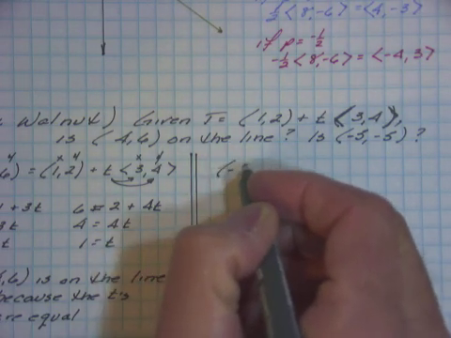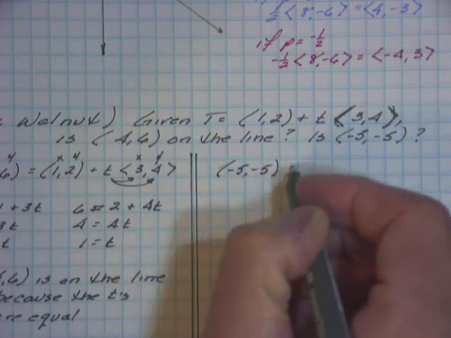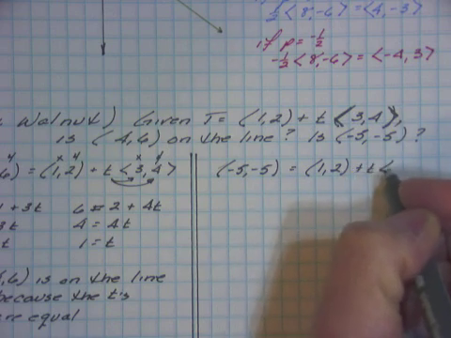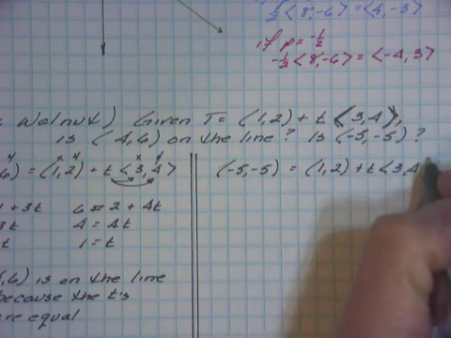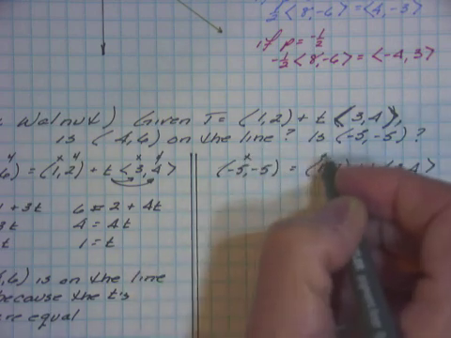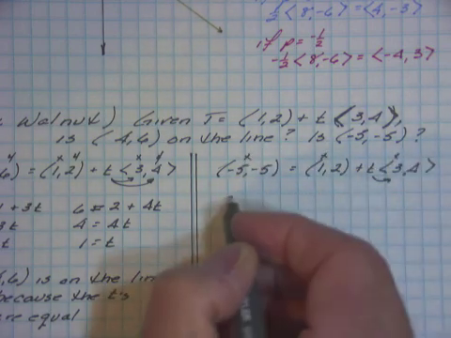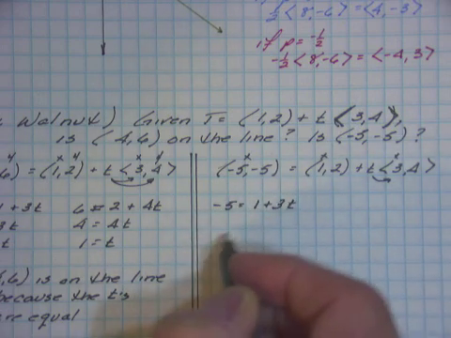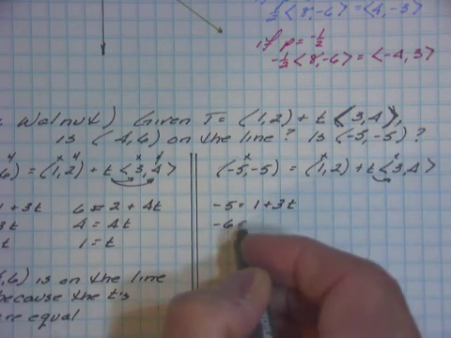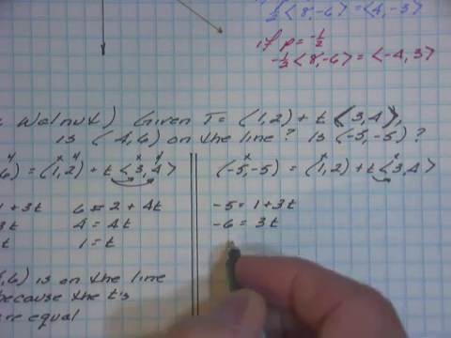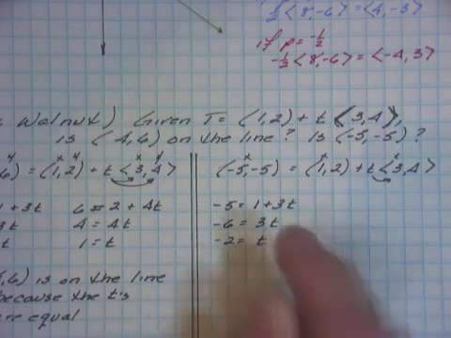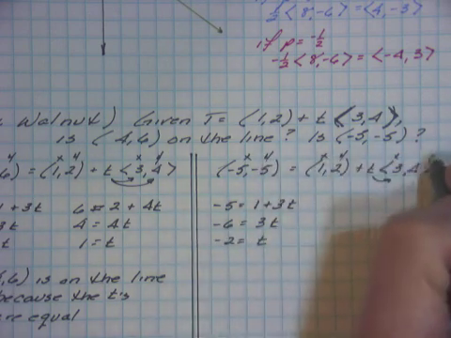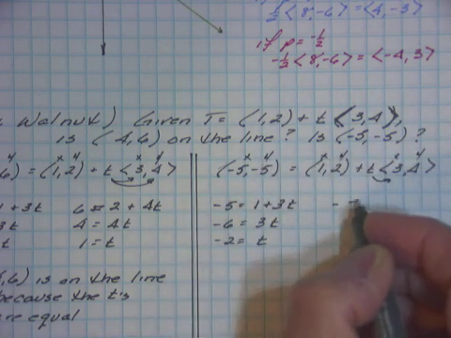Now let's try the other one. It asked if -5, -5 is on the line. You've got to be able to guess, this one's not going to be, because I wanted to give you an example of both. So we've got -5, -5 equal to 1, 2 plus t times 3, 4. The x parts: -5 equals 1 plus 3t. Subtract 1 from both sides, -6 equals 3t. Divide both sides by 3, and -2 equals t.